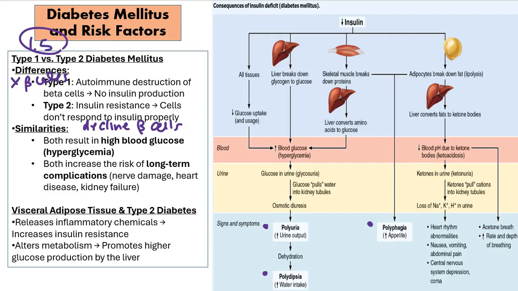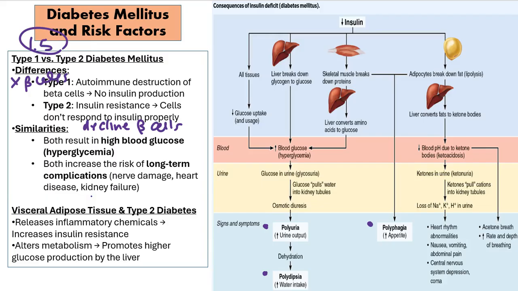Another thing we can talk about when it comes to type 2 diabetes is fat. Visceral adipose tissue. Adipose is fat tissue. Visceral means that it's going to be surrounding your organs. And because it's the fat around your organs, little differences can happen. It's not fat that's stored in your body, it's around your organs, so it can actually release inflammatory chemicals.